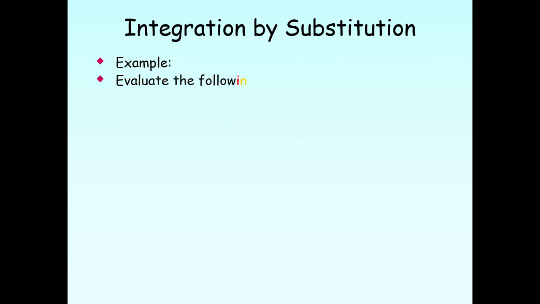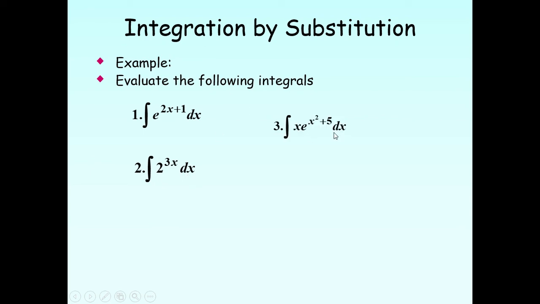So for example, if you are asked to evaluate the following integrals, number 1, the integral of e to the 2x plus 1 times dx. The other one is the integral of 2 to the 3x dx. Number 3, you have this, and number 4, you have this. So you just apply that formula and you can easily solve this. I will make another video, class, to show you the detailed solution of each of these examples.